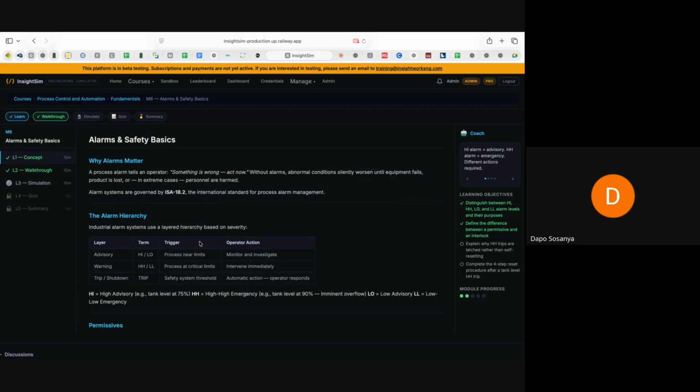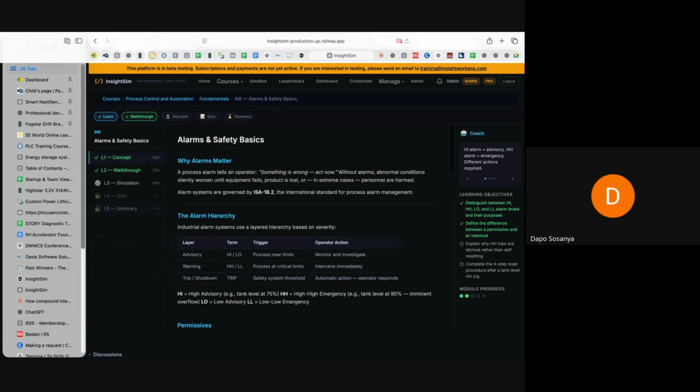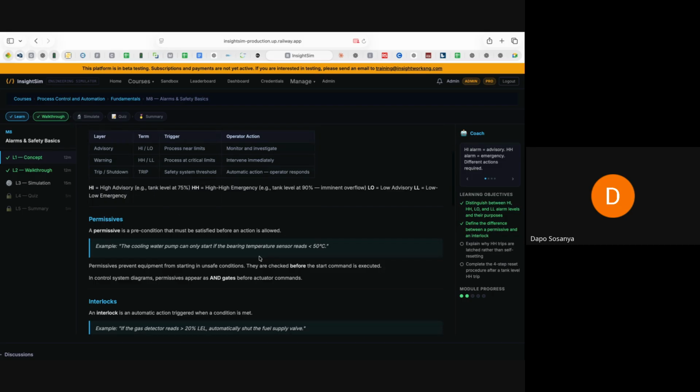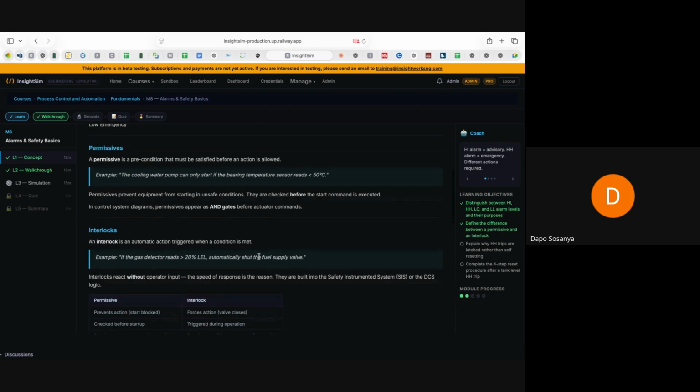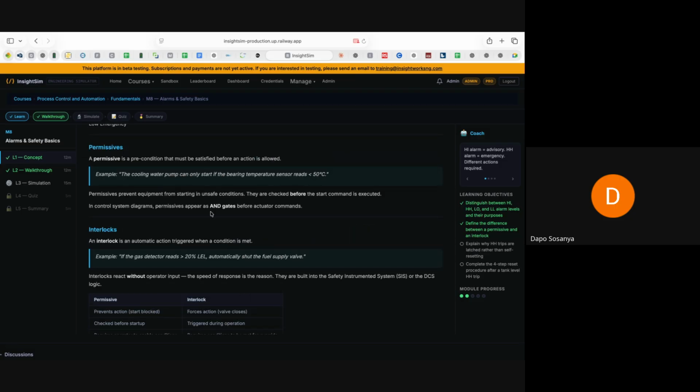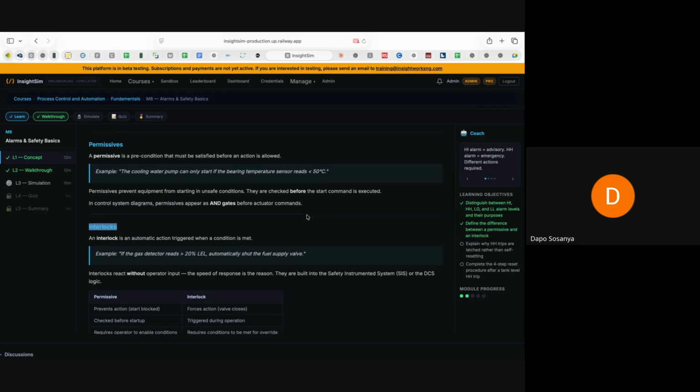Okay, so that's the permissives. You need to take note of the difference between permissives and interlocks, right? So let's explain interlock now.